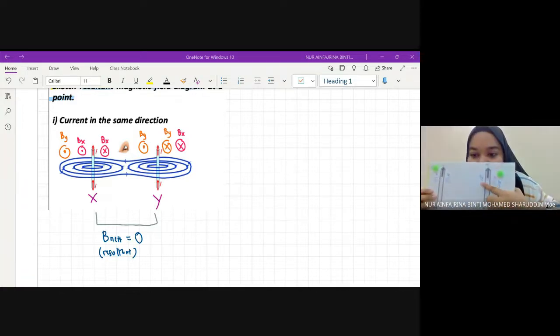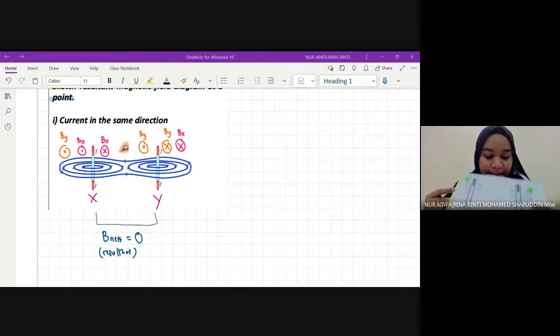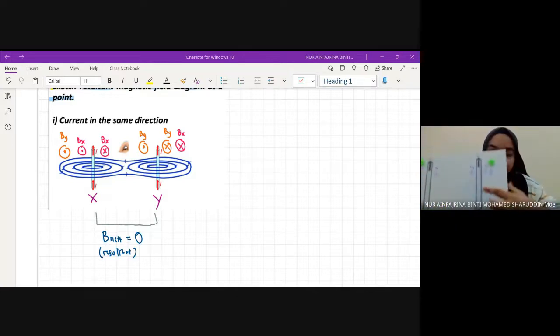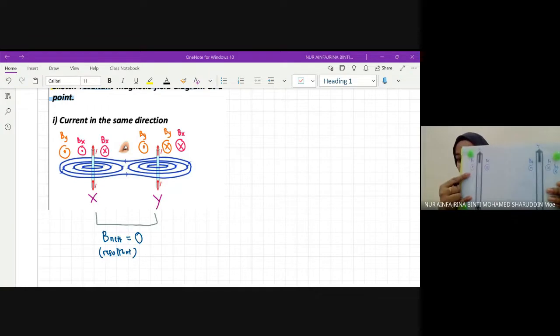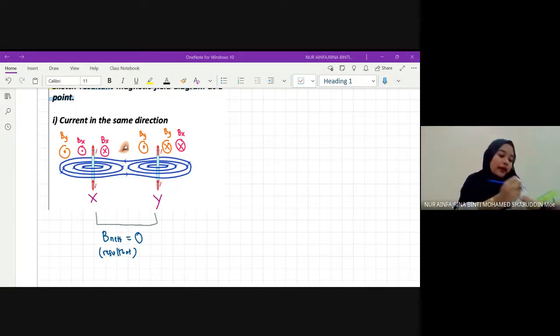And bila sini awak punya magnetic field keluar, dia akan influence dekat wire X tetapi di belah sini. So maksudnya magnetic field dekat sini ni dia akan influence di belah sini juga. Tetapi magnetic field dia belah sini lemah sahaja. Alright. So sini akan jadi BY. Okay, so far so good.